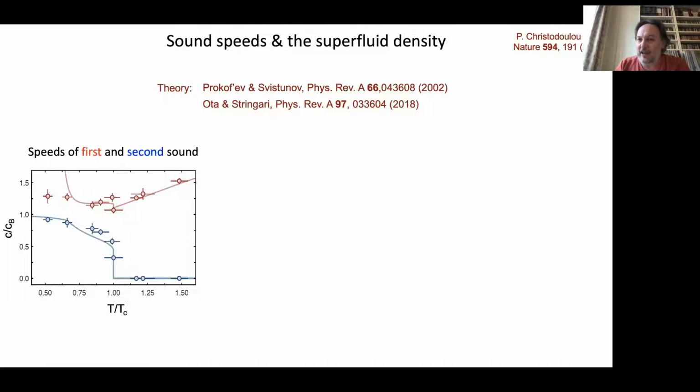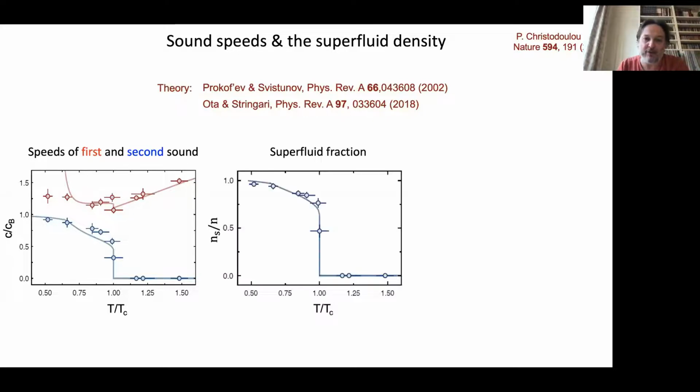The other way to look at the data is to say, okay, thermodynamics we know. So either I'm putting in the superfluid density theory and comparing the sound speeds, or I take my sound speeds and extract the superfluid density and compare that way. So this is then the superfluid fraction as a function of T over TC. Again, this is a theory without any free parameters. But this is not the graph that is universal. So this jump in n_s over n depends on the interaction strength, g tilde.